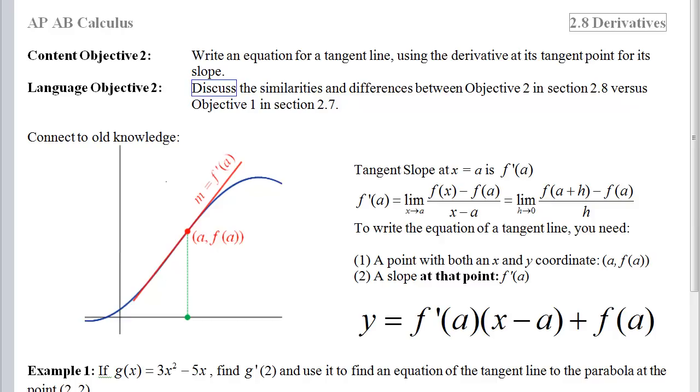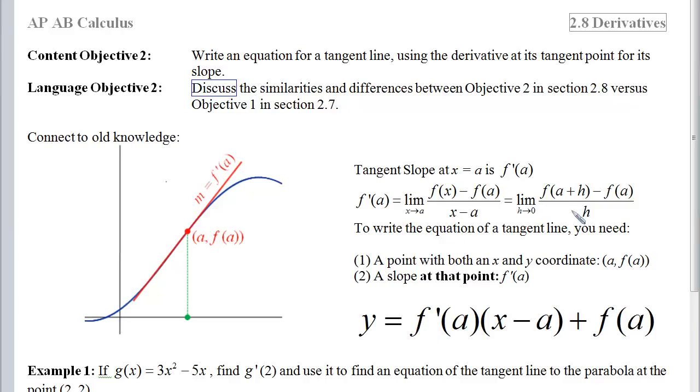So first we're going to start off by connecting to old knowledge. We learned in probably Algebra 1 and then again in geometry and Algebra 2 that we could write the equation of a line provided we had a point and a slope. So that equation, which if you recall we did in 2.7, was y equals the slope times x minus the x coordinate plus the y coordinate. Well, the only new thing here is that we are replacing the slope with this notation that represents the derivative of f at the point of tangency.